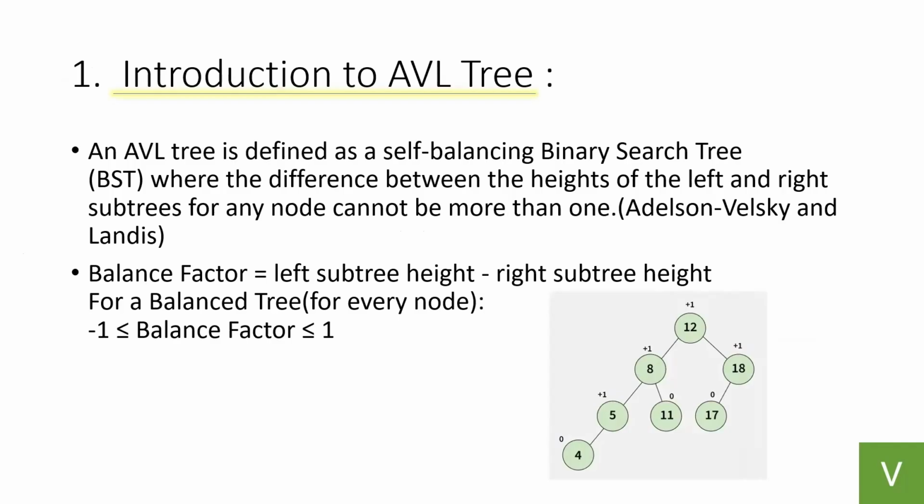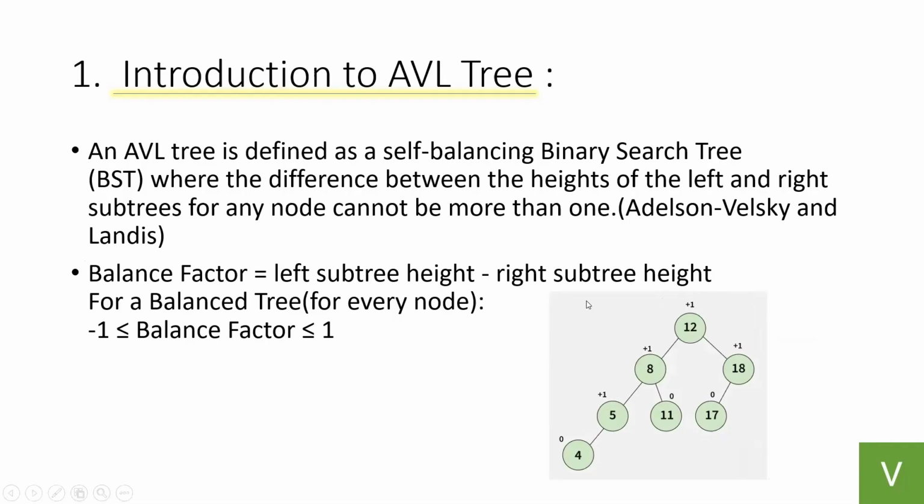The difference between heights of left and right subtree is known as the balance factor. So, a tree is considered to be balanced if every node in the tree has a valid balancing factor.